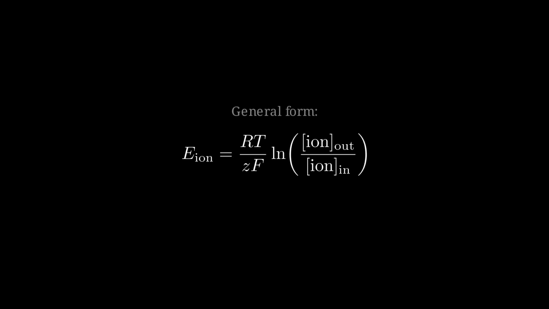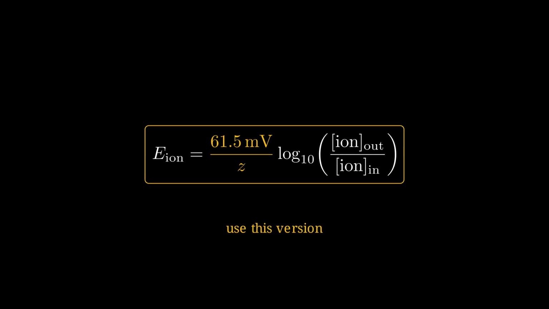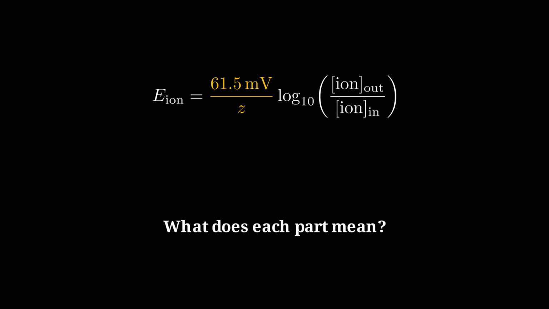Now that we have the intuition, let's look at the actual Nernst equation. In its general form, it looks like this. At first, this might look intimidating, but in physiology, we usually use a simplified version that works at body temperature, around 37 degrees Celsius. So this is the version that you will usually use. Later in the video, we'll actually derive the full equation and show how it becomes this. But if your main goal is just to understand what the equation means and how to use it, this next part is the most important.